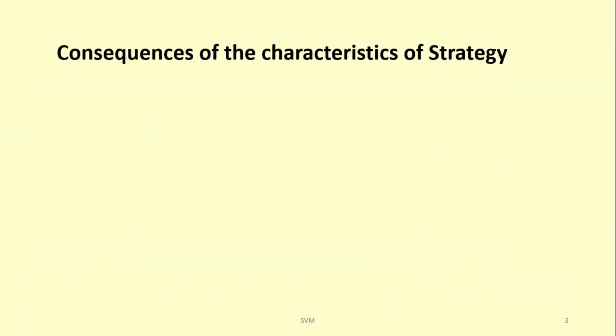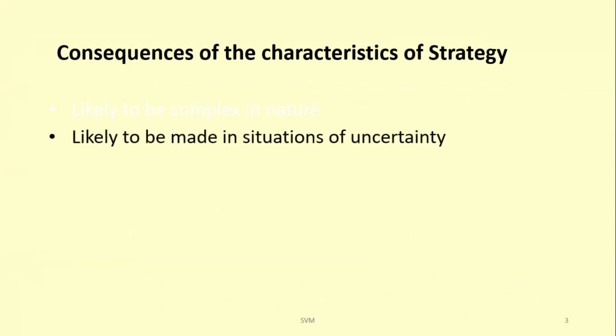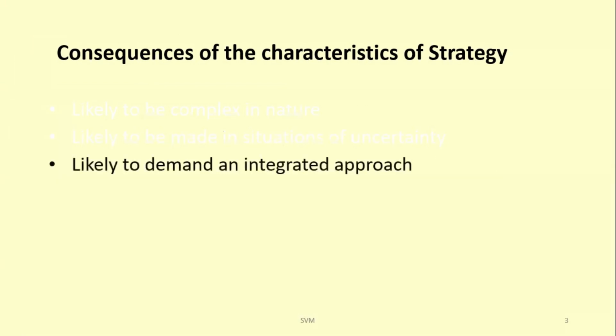Then what are the consequences we can expect from these characteristics of strategy? It will likely be complex in nature. Any implementation of strategy will be complex in nature. It is likely to be made in situations of uncertainty, because the future cannot be predicted accurately. It is likely to demand an integrated approach. You cannot operate in an isolated manner. You have to have an integrated approach. So definitely the things will demand an integrated approach.